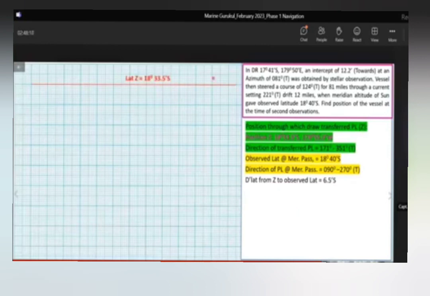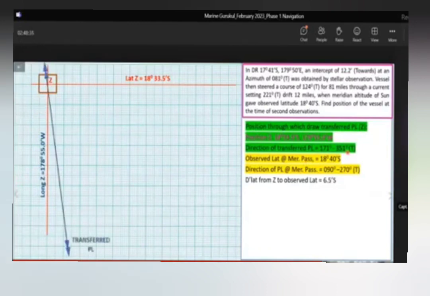We have on the screen latitude of Z coming up here. We have the longitude of Z coming up here. So obviously point Z is here at the intersection of the two. So that is point Z. It's through point Z that the transferred PL has to be drawn. We are all conversant with this part. So there comes the transferred PL with two arrows at each end. Now we choose a suitable scale. 1 centimeter is equal to 1 mile. Why? Because the D lat is only 6.5 minutes south.